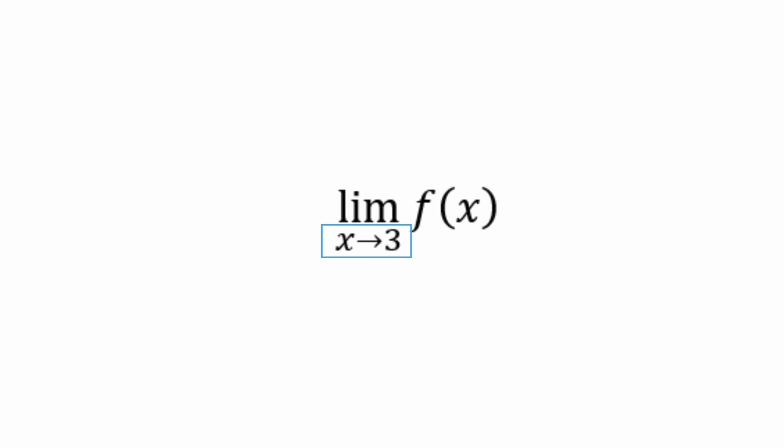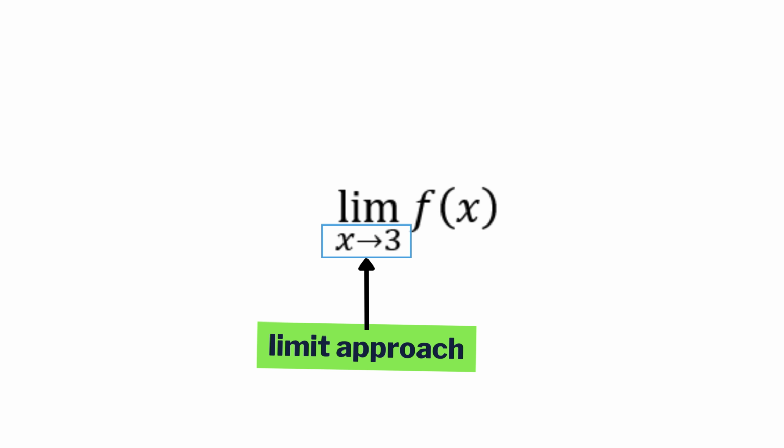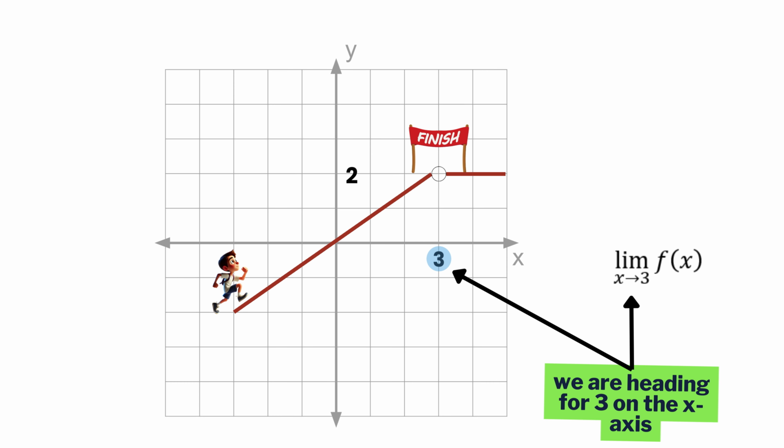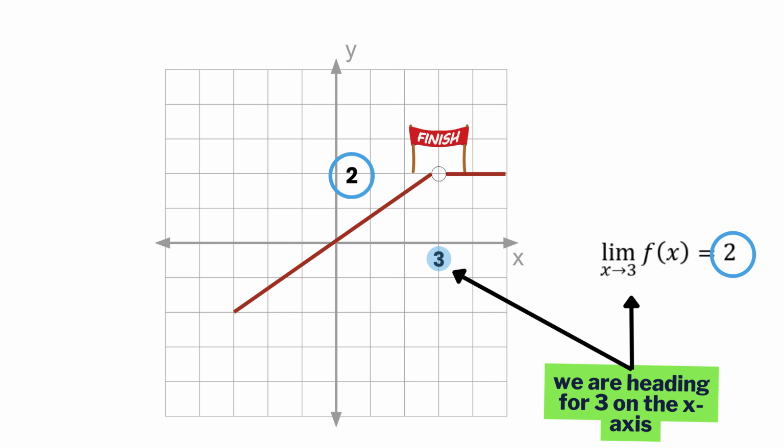On a graph, limits are easy. That little arrow under the limit shows where we're headed on the x-axis, like our finish line. When you see lim, it's basically asking, what y value is the graph trying to hit as we get closer to a specific x value? In this case, it's 2, because as we sneak up to 3 on the x-axis, the y value is heading for 2.